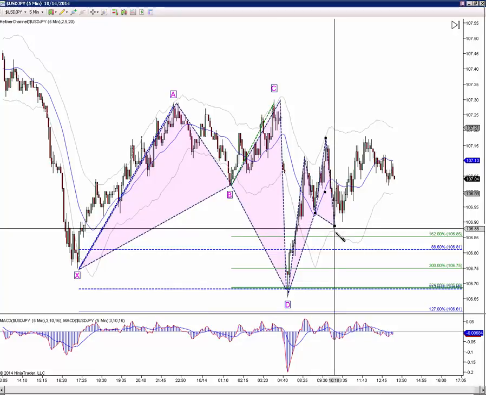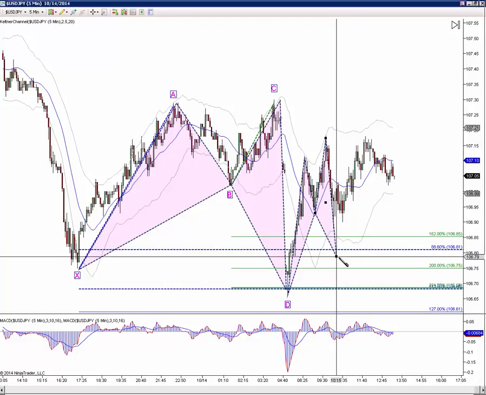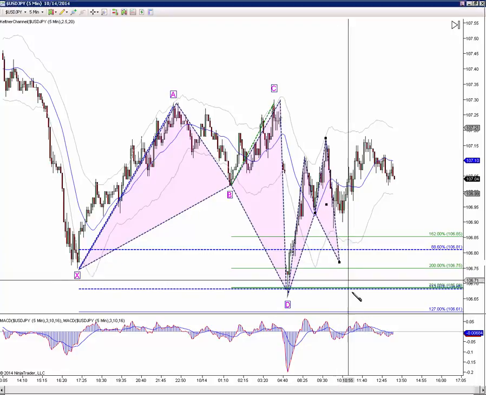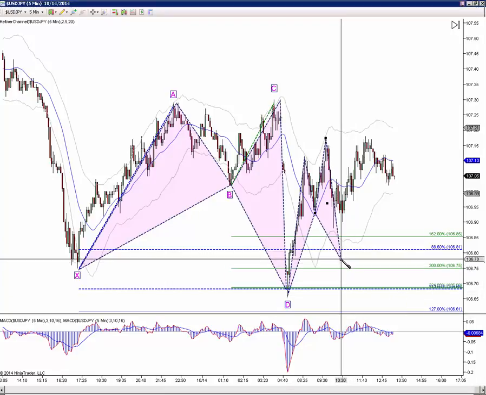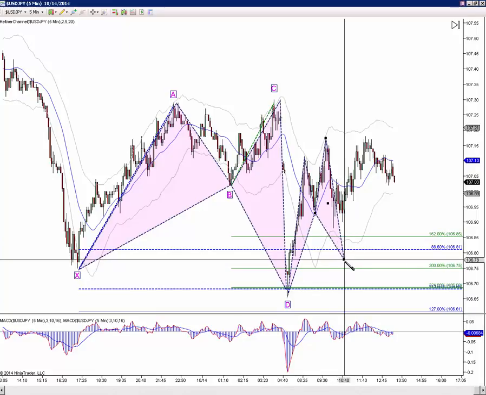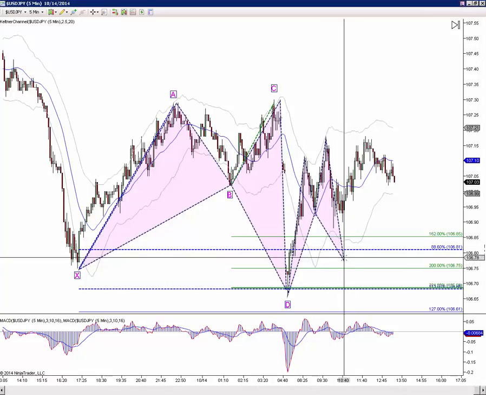For this to be a real harmonic, either what they call a cipher or a shark, everybody has their own names. The shark is basically 886 to 113. Somebody came and said, okay, look, we'll call it the cipher because it's 786, but it's all relatively the same. So we'll go with Scott's stuff. That would have been a completed pattern.